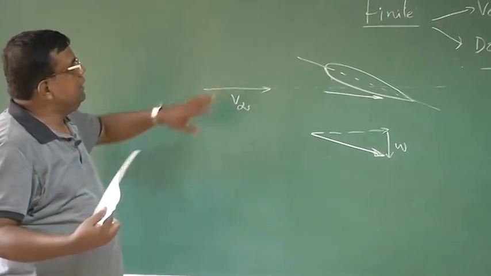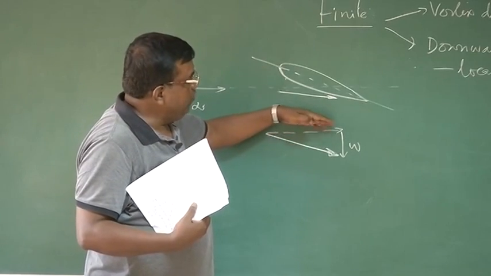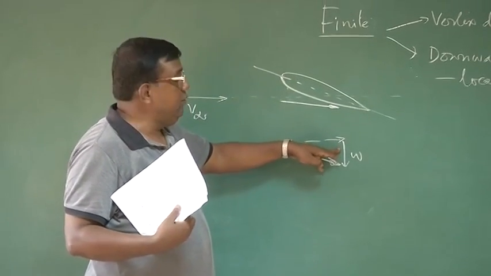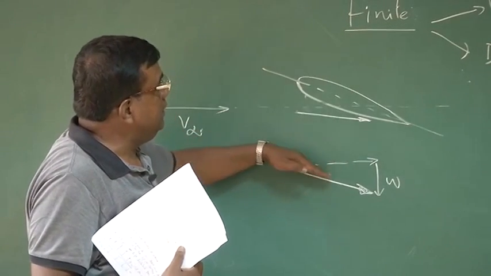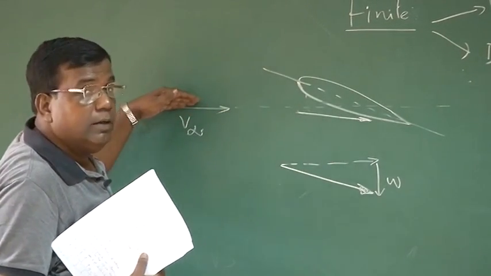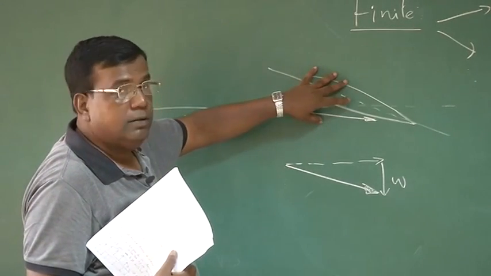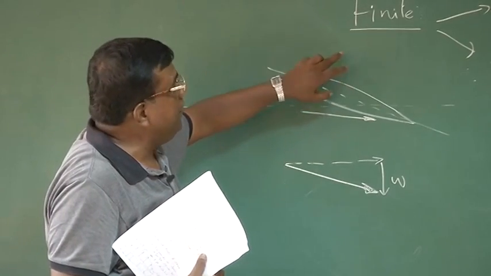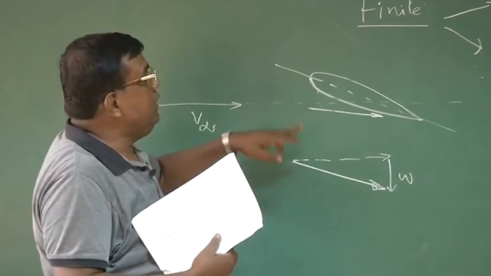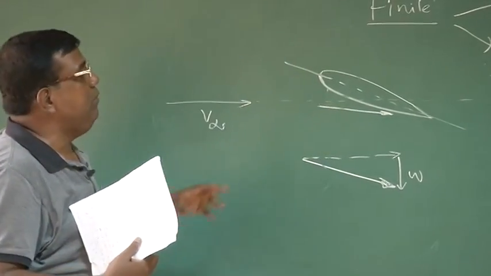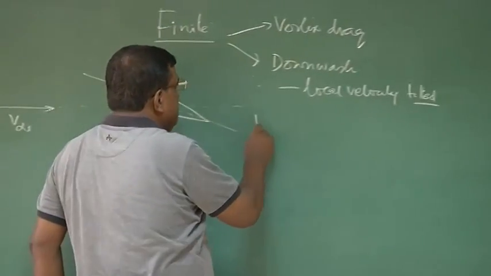Please note that this is the free stream velocity, and the free stream velocity gets superimposed with the downwash because of wingtip vortices, and the velocity vector gets tilted. So the local velocity vector is different from the free stream velocity vector. Now the question is, when I try to find lift on this wing, the lift will be perpendicular to the local flow condition. But we define drag and lift of the whole airplane based on free stream condition. This is very important. This is to be noted down.